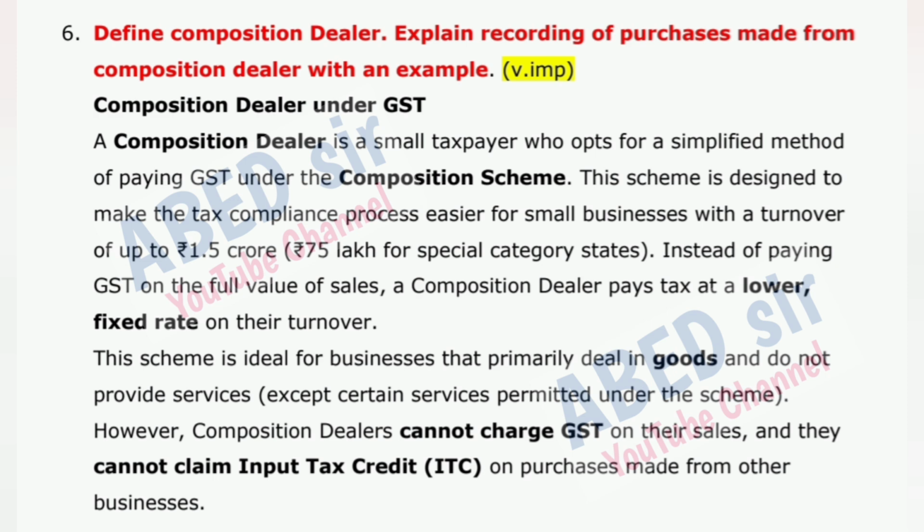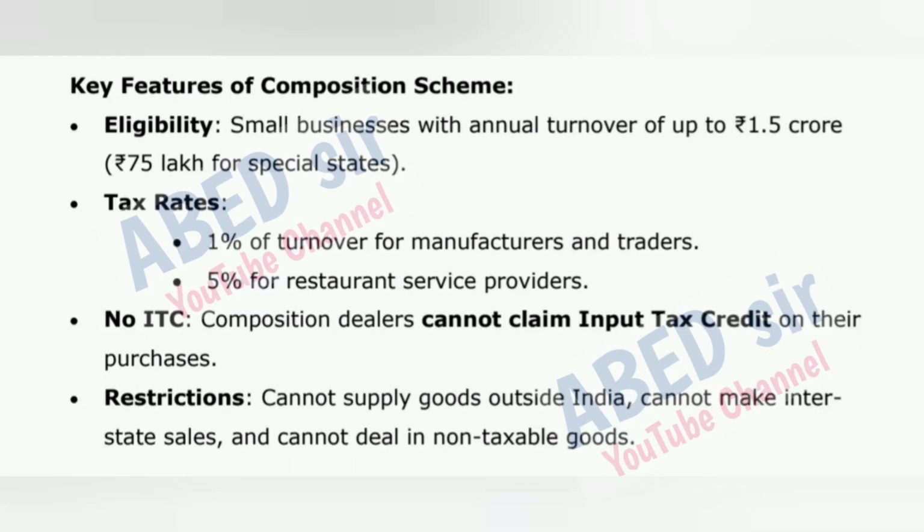Instead of paying GST on the full value of sales, a composition dealer pays tax at a lower, fixed rate on their turnover. This scheme is ideal for businesses that primarily deal in goods and do not provide services, except certain services permitted under the scheme. However, composition dealers cannot charge GST on their sales, and they cannot claim input tax credit, ITC, on purchases made from other businesses. Key features of composition scheme.